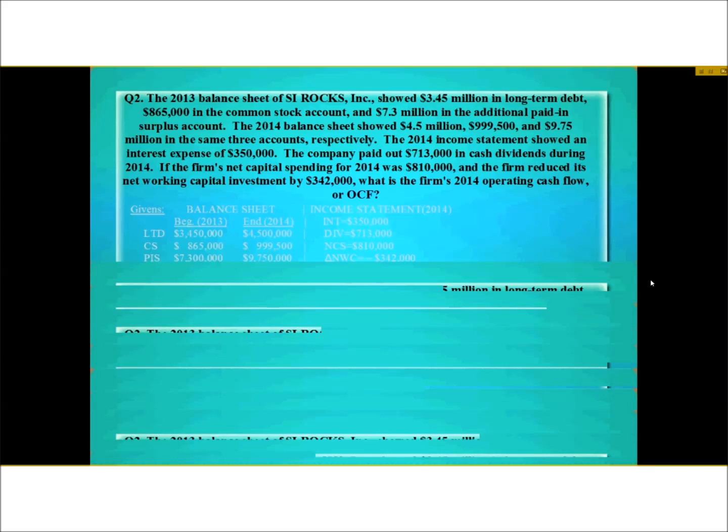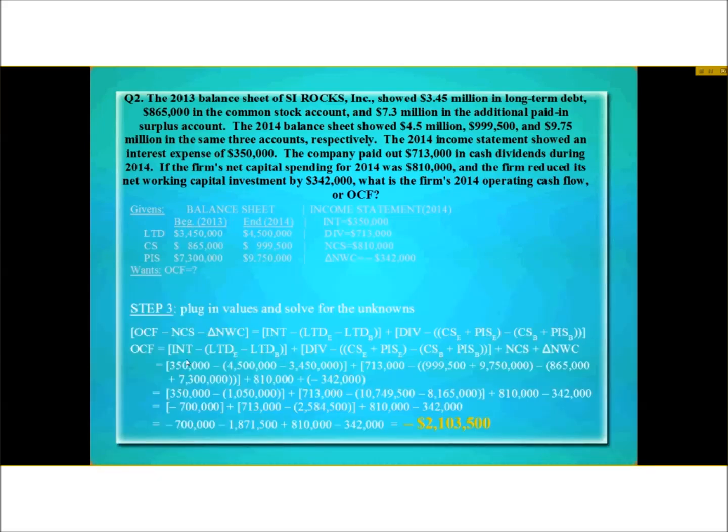Now we get to plug all the numbers into the formula. First we can solve for OCF to make it a little bit easier, keeping it in variables. And then we plug in, and the final result, we get a negative $2,103,500 as our operating cash flow. Okay.